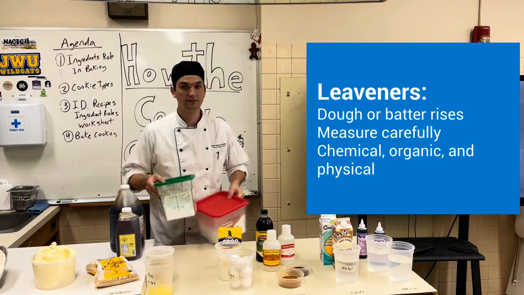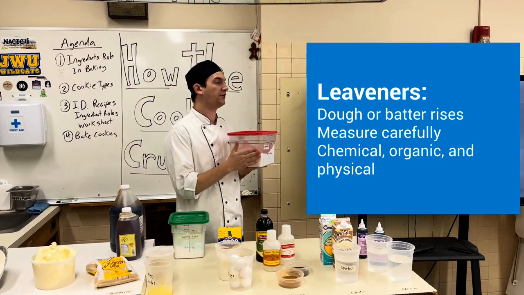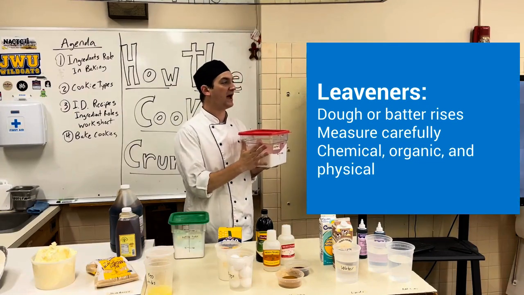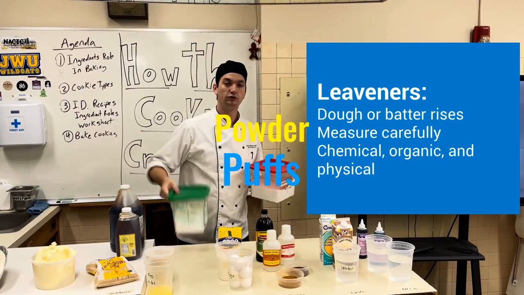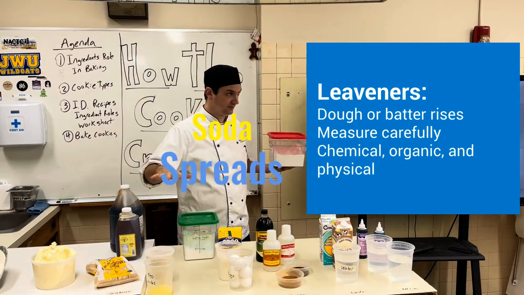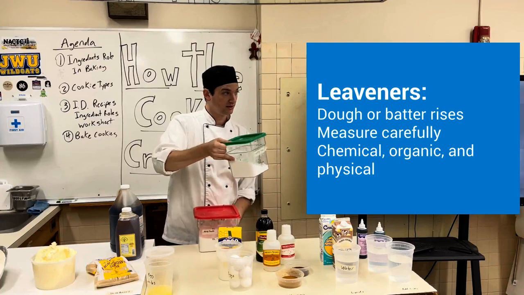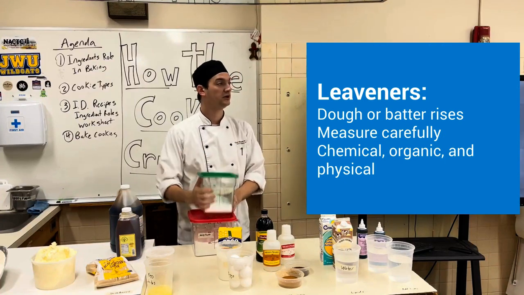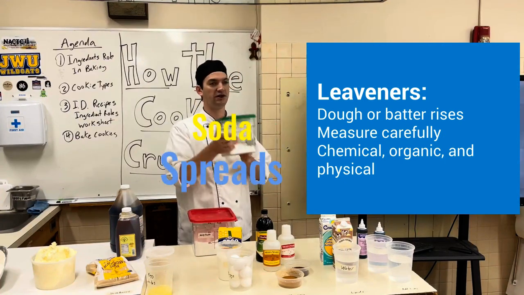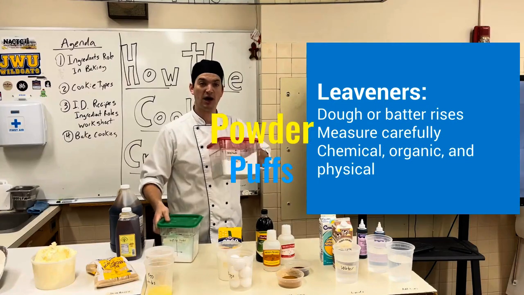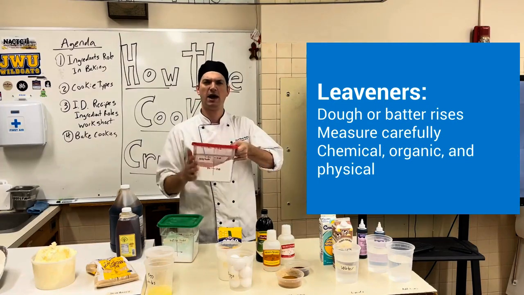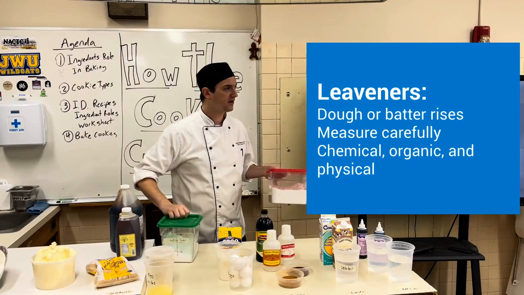Baking powder, right? I always try to keep them separate. We say powder puffs, soda spreads. So if we want to make a cookie, they spread, so we're going to use baking soda. Baking soda spreads, baking powder puffs. If I want to make a cake, baking powder puffs. That's how I always have people separate it.